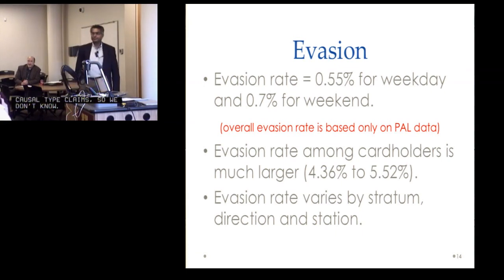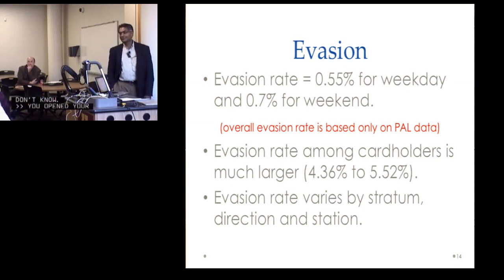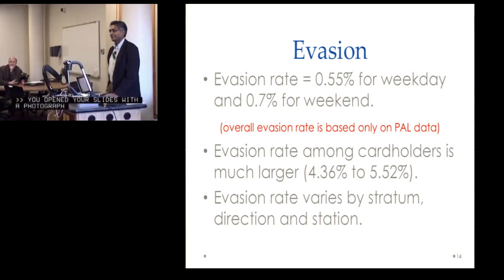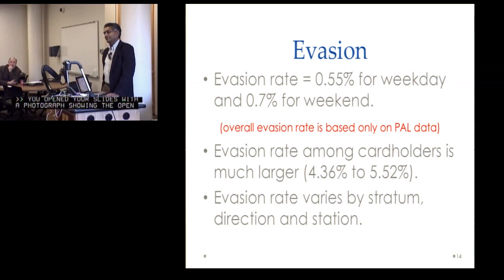You opened your slides with a photograph showing the open access, the lack of turnstiles. Is the evasion rate that you've calculated getting to the point high enough that you would consider recommending instituting physical barriers, when you compare benchmark against other cities with more closed access?